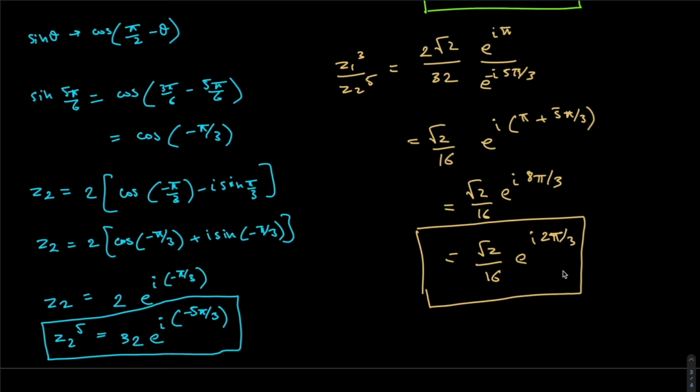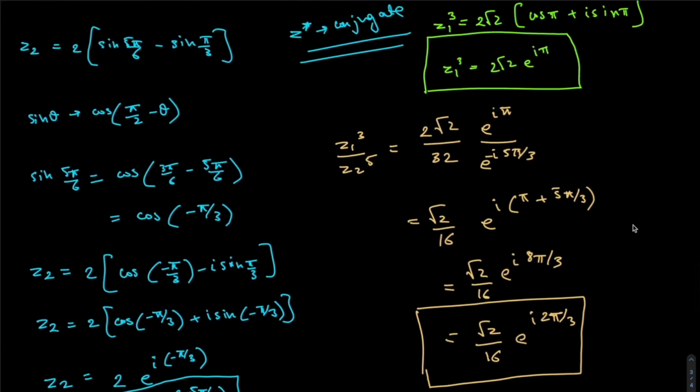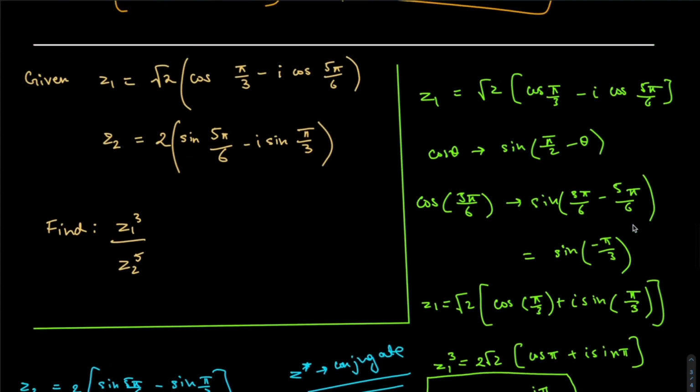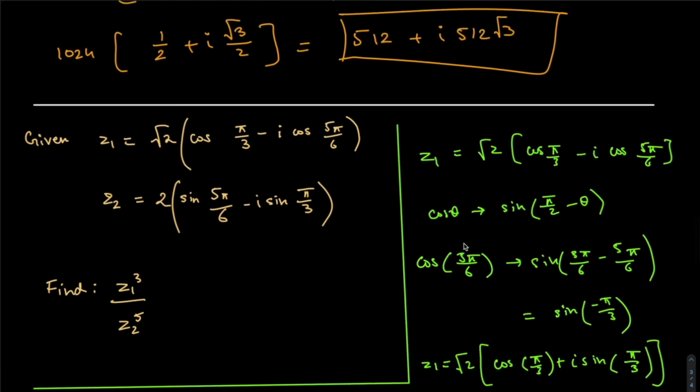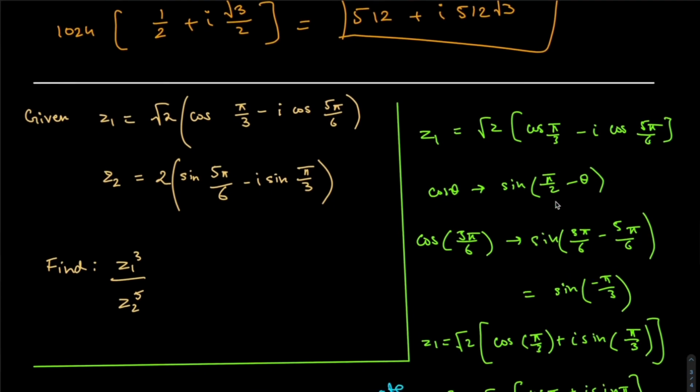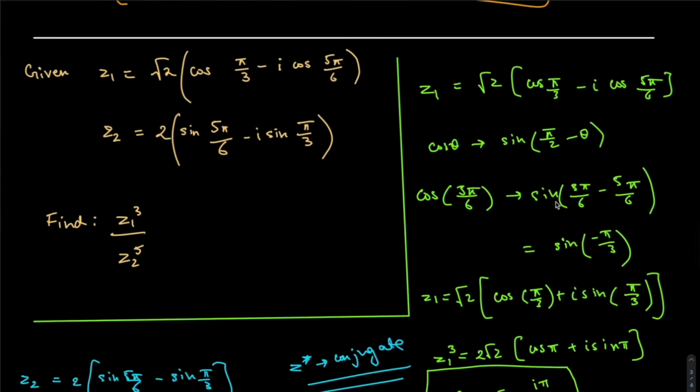Again, if you want to evaluate this, you can write this in polar form. So you'll have cosine of 2 pi by 3 plus i sine of 2 pi by 3. Cosine of 2 pi by 3 is minus half. Sine of 2 pi by 3 is square root of 3 by 2. You can distribute square root of 2 by 16 in both terms, and you'll get your Cartesian form as well. So again, I guess the most difficult part in this question was probably being able to convert from cosine of minus theta to sine theta. You should remember that. Again, if you have studied trigonometry, I don't think it should be much of a problem.